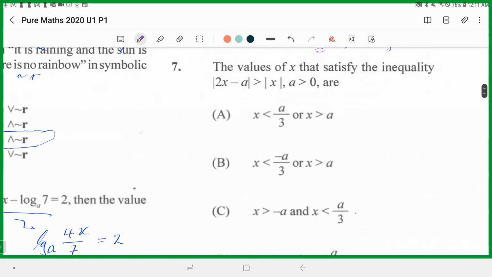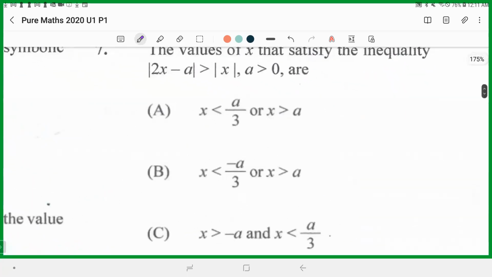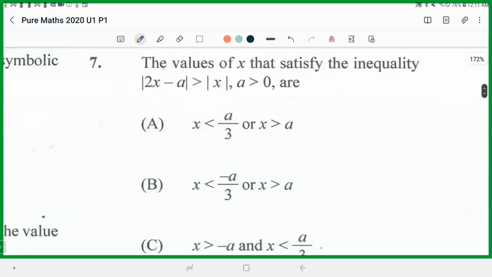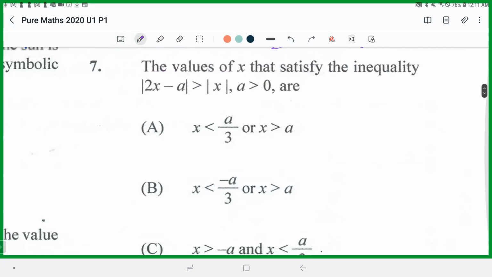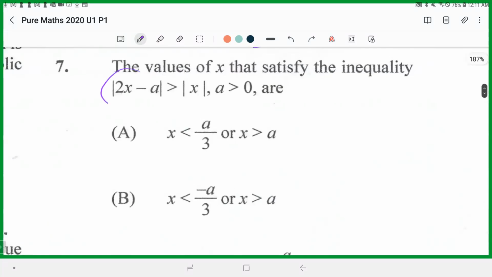All right. This question, we have to solve this. Now, when you're solving a modulus inequality with modulus expressions on both sides, the method is to square both sides, expand and solve. There's no shortcut, right? When you have modulus on both sides of an inequality, you square both sides. There's no shortcut method, right?